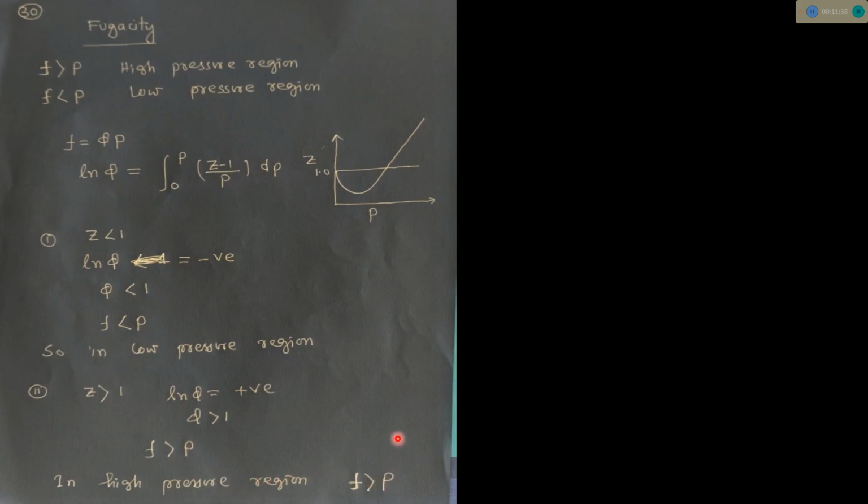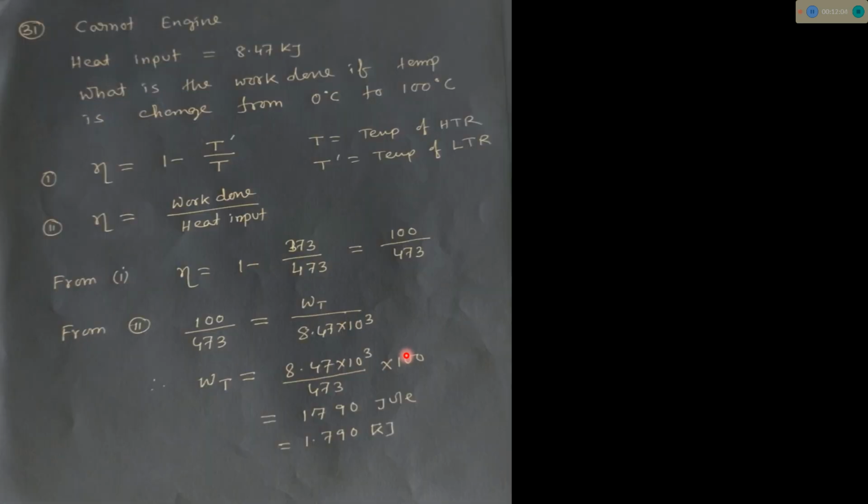So this is the correct option. In the high pressure region f is greater than p. Also we can say in the low pressure region f is less than p. So this is also a correct option, but this option was not there, I think. So at the high pressure region f greater than p. So this is from fugacity. Then ionic equilibrium. Let's move to the next question.